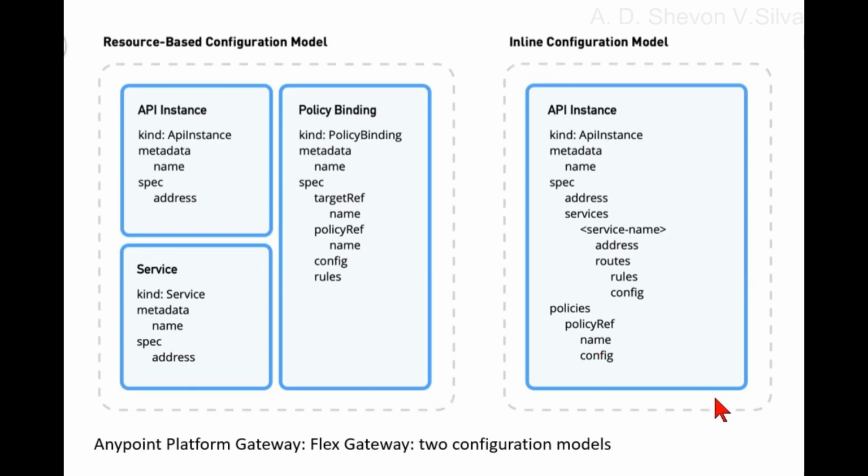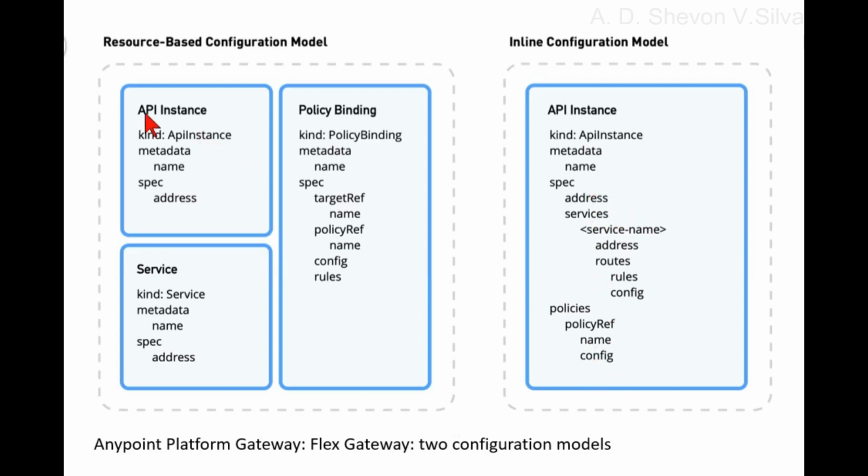Inline configuration here: the kind is API instance, metadata name, for example, api-example, spec address, for example, http://0.0.0.0:8080, and so on.